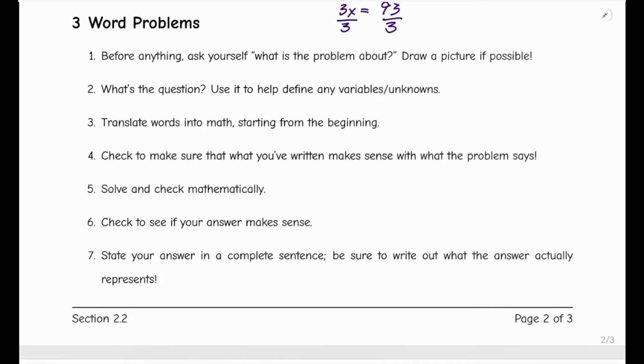Hello, this is part 2 of section 2.2. Word problems. You can usually use these 7 steps to help work out any word problem you come across.